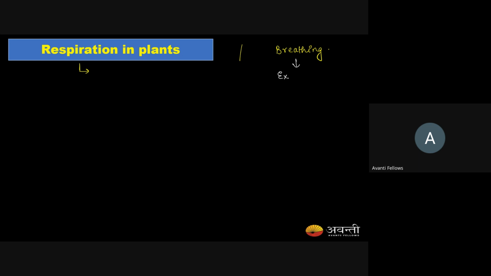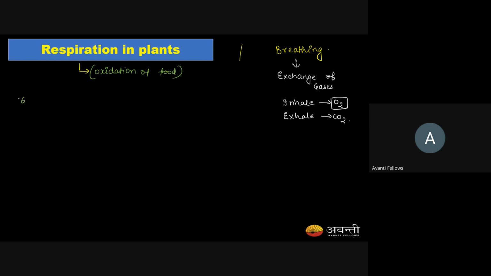Breathing is the exchange of gases. Exchange of gases means we inhale which gas? Oxygen, O2, and exhale CO2, carbon dioxide. ठीक है? We are inhaling this oxygen, and this oxygen will go into the cells. By the help of this oxygen, our cells will do oxidation of food. Oxidation of food is known as respiration.